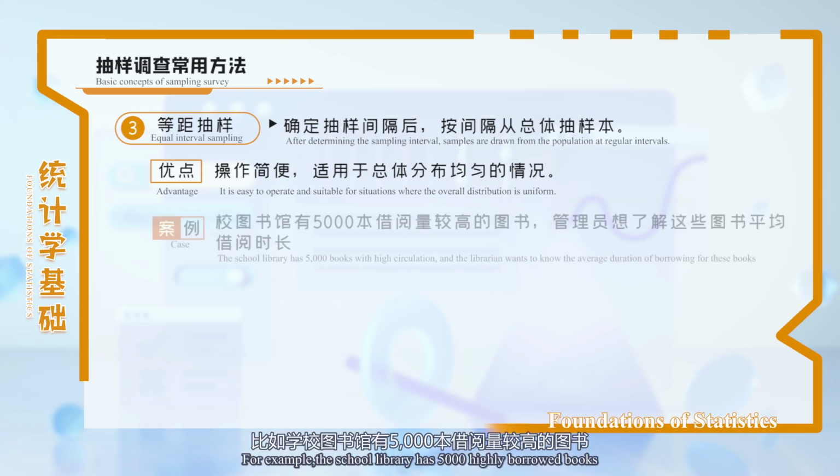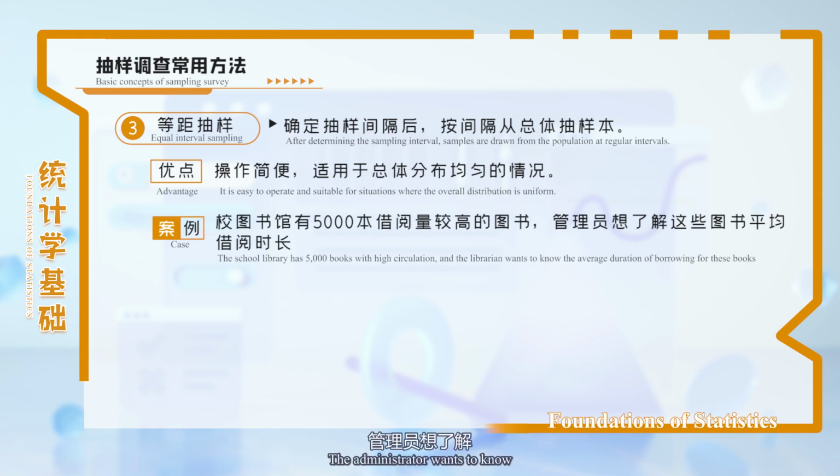For example, the school library has 5,000 highly borrowed books. The administrator wants to know the average borrowing duration of these books. Checking every copy is time-consuming. This is where systematic sampling comes in handy.